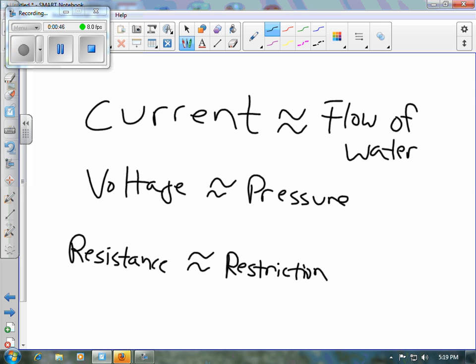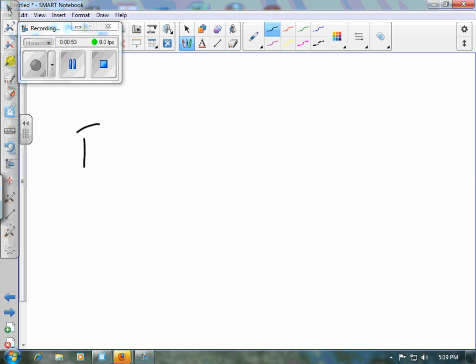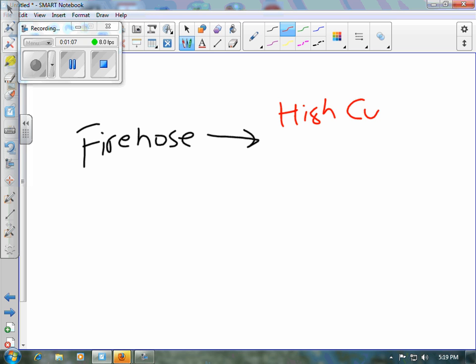So if you take some examples, let's do a fire hose. Does this have high current or low current? High current. Right, good. Simple. And what about the voltage? High voltage, so it's got high voltage. High voltage, high current.